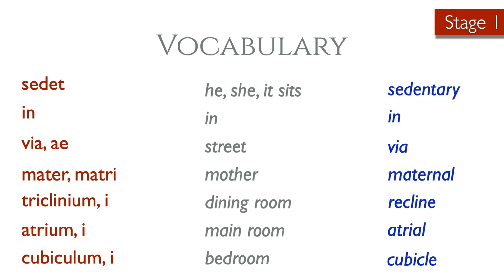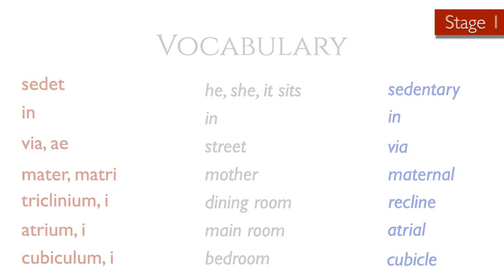Mater, matris, mother, maternal. Triclinium, triclinii, dining room, from which we get recline. Atrium, atrii, it's the main room of the house, and atrial comes from this. Cubiculum, cubiculi, bedroom, or cubicle.